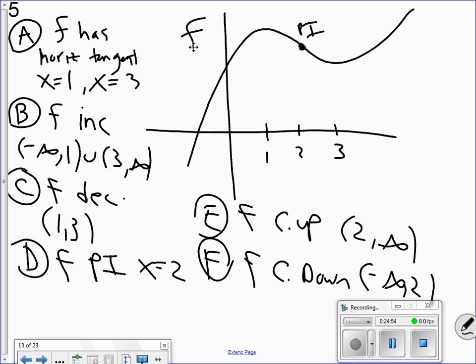And then question E, estimate where the second derivative is positive. What are we looking for? That function's concave up, and that starts at the point of inflection and goes off to infinity. So from 2 to infinity, or x is greater than 2. And then finally, estimate where the second derivative is negative. We're looking where the function is concave down. So x is less than 2, or from negative infinity to 2.